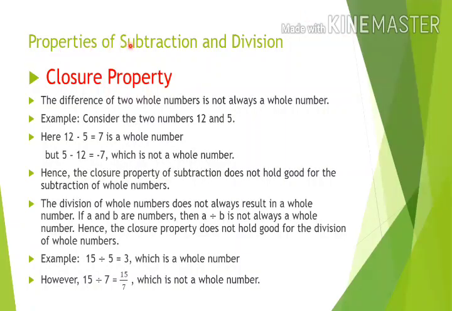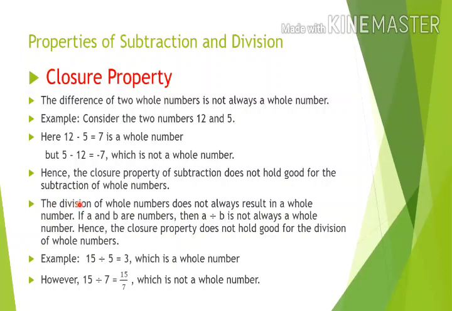Students, now we will see the properties of subtraction and division. First of all, we will see the closure property. The difference of two whole numbers is not always a whole number. Example, we will consider the numbers 12 and 5. 12 minus 5 is equal to 7 and 7 is a whole number. But if we subtract 12 from 5, that is 5 minus 12 is equal to minus 7, and minus 7 is not a whole number because you know whole numbers start from 0. The numbers 0, 1, 2, 3 and so on are included in whole numbers. So the closure property does not hold good for subtraction.